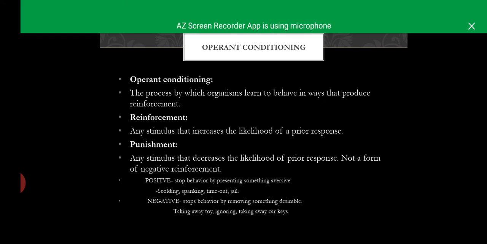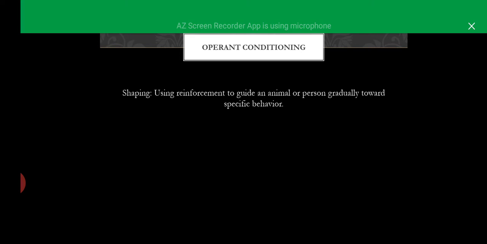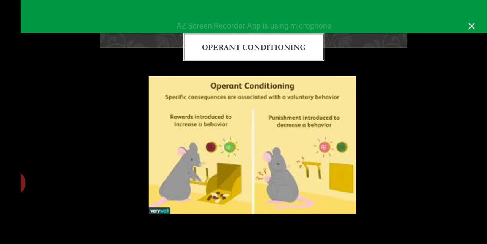Positive: stops behavior by presenting something aversive, such as scolding, spanking, timeout. Negative: stops behavior by removing something desirable, such as taking away a toy, ignoring, taking away cards, keys. Shaping: using reinforcement to guide an animal or person gradually toward a specific behavior.